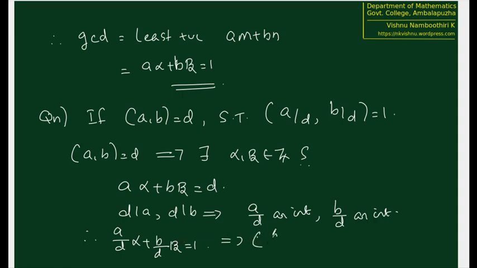So the GCD of A by D and B by D is the least among A by D m plus B by D n, but the least we have already got. No other linear combination can be less than this. Therefore, the GCD is going to be equal to 1. So if GCD of A and B is D, if we remove D from both these integers, then the remaining integers will have GCD equal to 1.